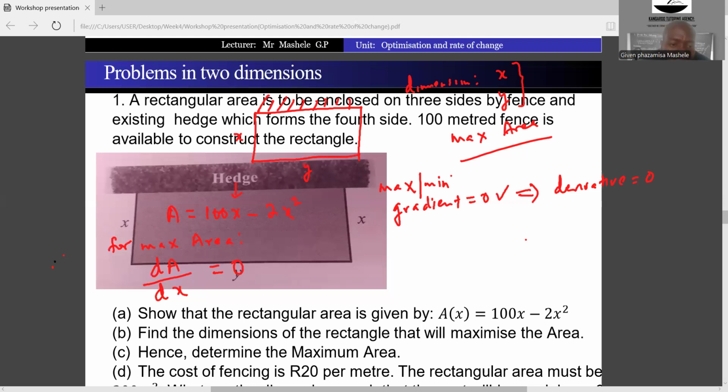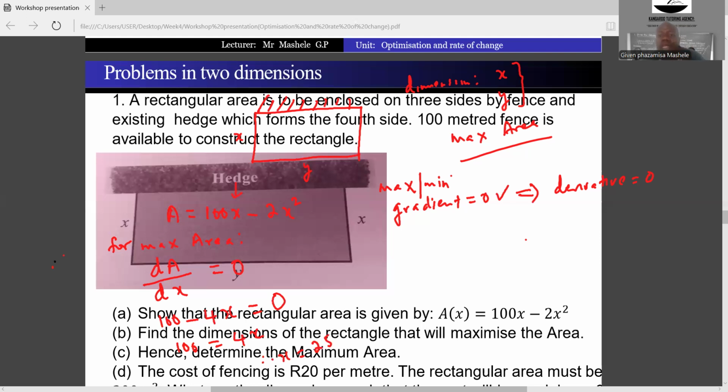So what does it mean? It means we have to differentiate our function with respect to x. So this will be 100 minus our derivative. This will be 2 by 2, which is 4x, equals 0. Then we solve for x. So 100 equals 4x. Then we divide by 4. So 100 divided by 4 will give us 25.